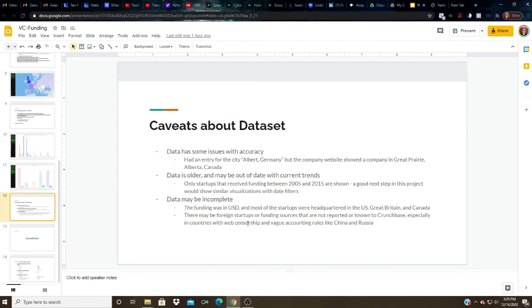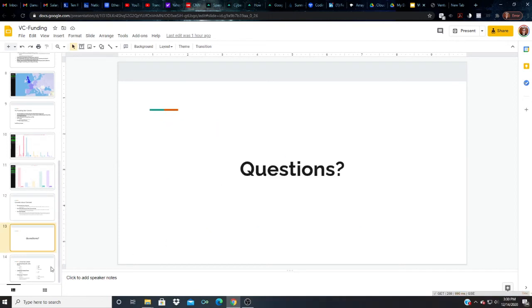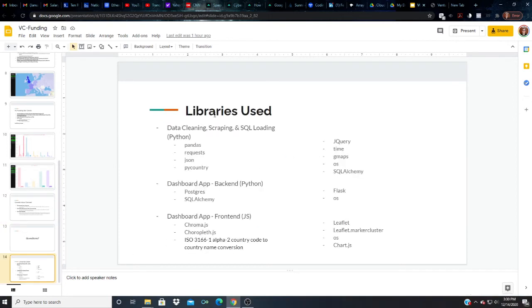They also have web censorship, so we don't know. It's kind of hard to get accurate information from some of those countries. Then questions, and then we have libraries used. For data cleaning, scraping, and SQL loading, we used pandas, requests, JSON, and PyCountry, which was to turn country codes into country names, or vice versa.